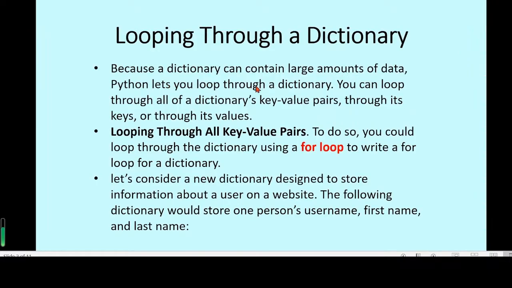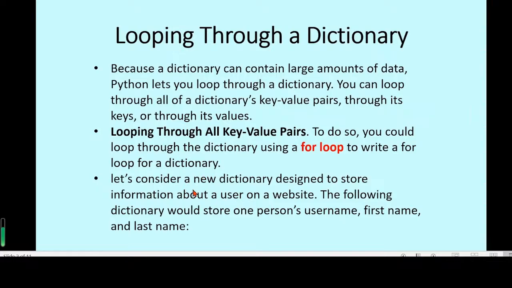Because a dictionary can contain large amounts of data, Python lets you loop through a dictionary. You can loop through all of a dictionary's key value pairs, through its keys, or through its values. So first, looping through all key value pairs. To do so, you can loop through the dictionary using a for loop.